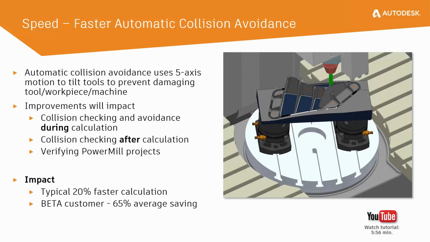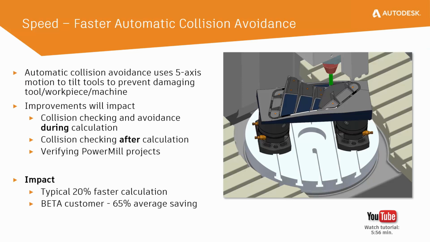Still on the subject of speed, I mentioned collision avoidance and collision checking earlier on. This is something that really is a big differentiator for PowerMill when compared with other CAM products. Now, automatic collision checking, as the name suggests, allows you to collision check a toolpath after it has been calculated to find collisions and delete them, leaving your toolpath with holes where those hazardous areas of toolpath have been removed.